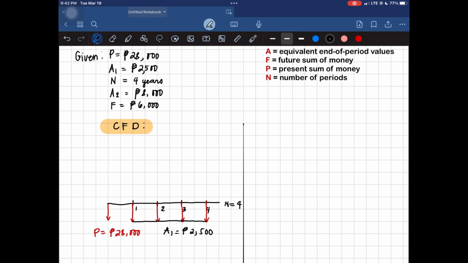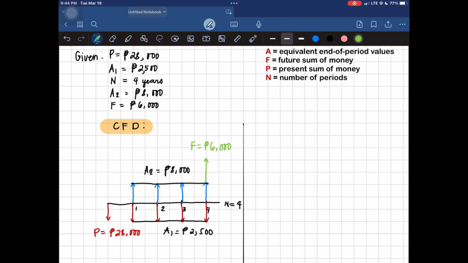Now for our A sub 2, which is 8,000 pesos, this is a revenue, so this will be considered as cash inflow. This will be represented by an upward arrow. So we have 8,000 pesos each year for 4 years. And lastly, for our future amount, which is 6,000 pesos, we will put it in the end of the last period, which is the 4th year. So that's it. We're done for our cash flow diagram.